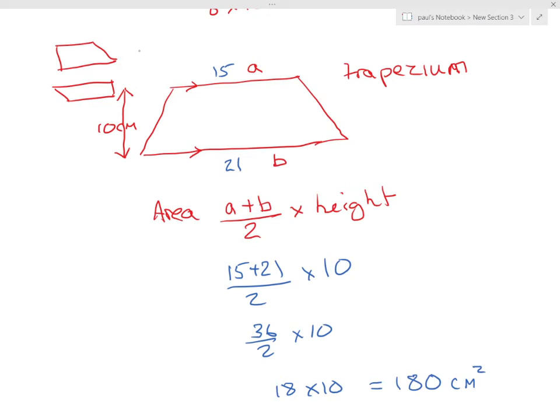This might not be called A and B, it could be X and Y or P and Q, but yeah, it's basically top and bottom added together, divided by 2, multiplied by the height, finds the area of the trapezium.